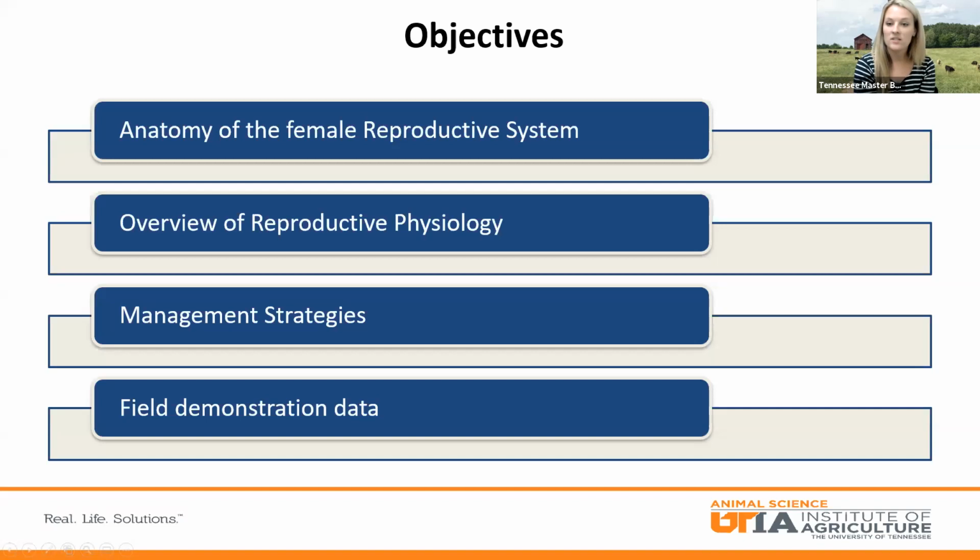Okay, so just some initial objectives, so you know what to expect from tonight's webinar. Starting out, I'll discuss some reproductive anatomy of both cows and heifers, followed by physiology of the reproductive system, and then following that with some management strategies to improve the overall reproductive efficiency of your herd. And then I wanted to share some data from a field demo that we conducted.